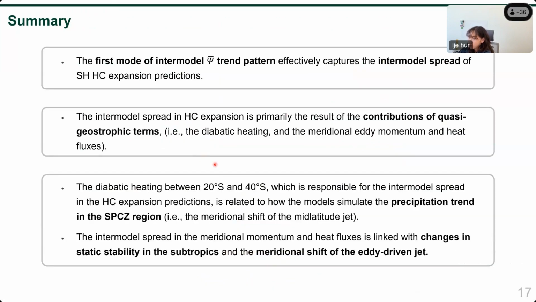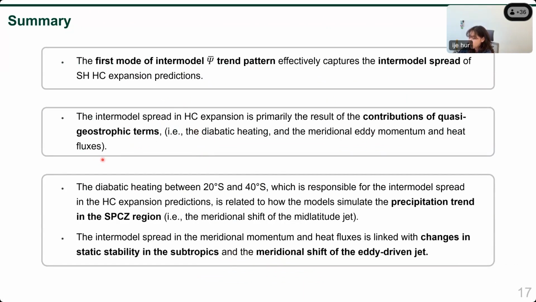So this is the summary. The first mode of intermodal spread pattern effectively captured the intermodal spread of the Southern Hemisphere expansion prediction, and it is primarily the result of the contribution of quasi-geostrophic terms.